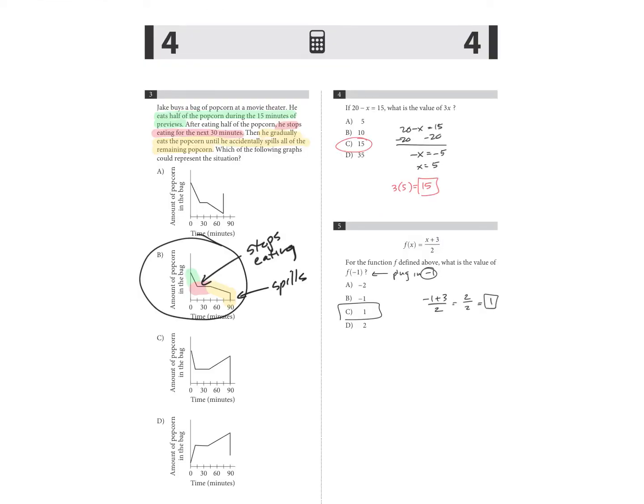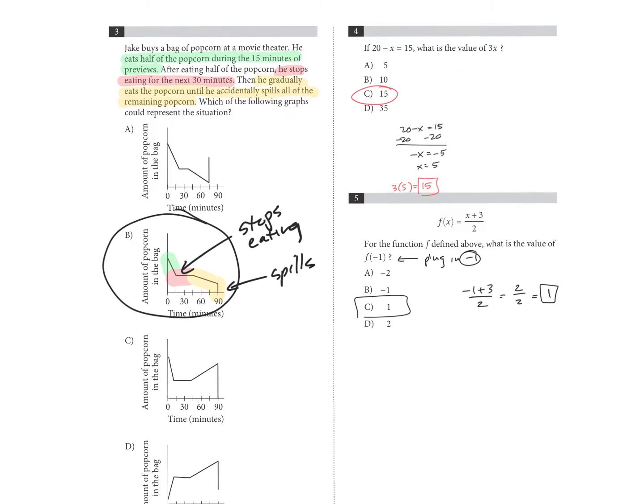All right, question 3, again, a similar question to 2, where you're trying to figure out the graph that represents the situation, but this one says Jake buys a bag of popcorn. He eats half the popcorn during the first 15 minutes of previews, and after eating half the popcorn, he stops for 30 minutes. Then he gradually eats the popcorn until he accidentally spills all the remaining popcorn. Which of the following graphs represents the situation?